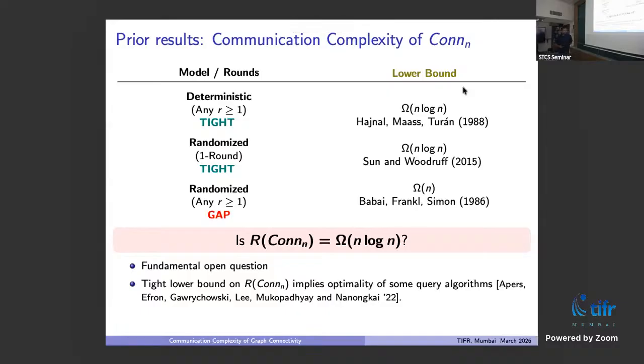Besides being a fundamental open question, a tight lower bound on the randomized complexity of connectivity implies the optimality of certain cut query algorithms. So this is the main problem that we want to study.